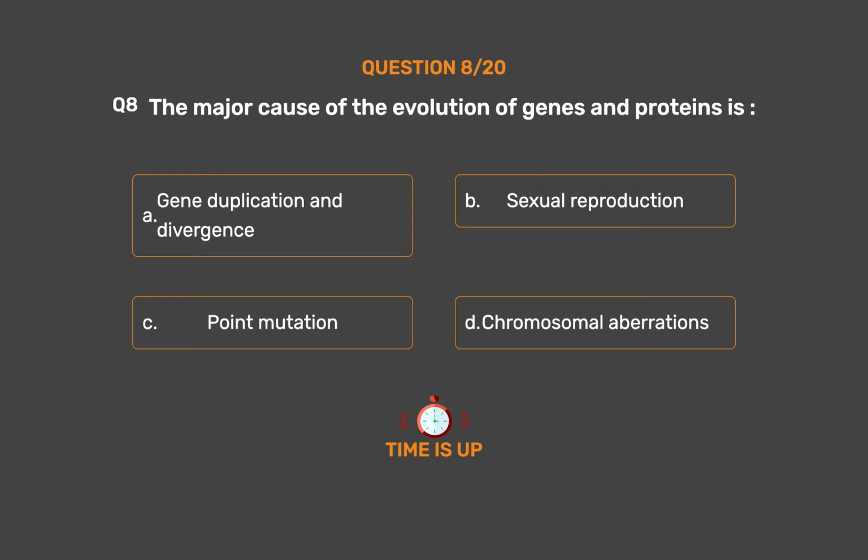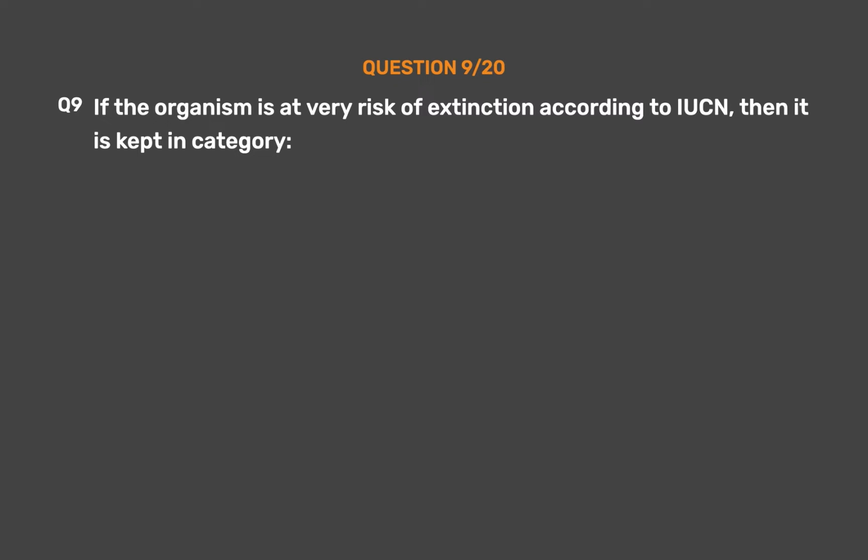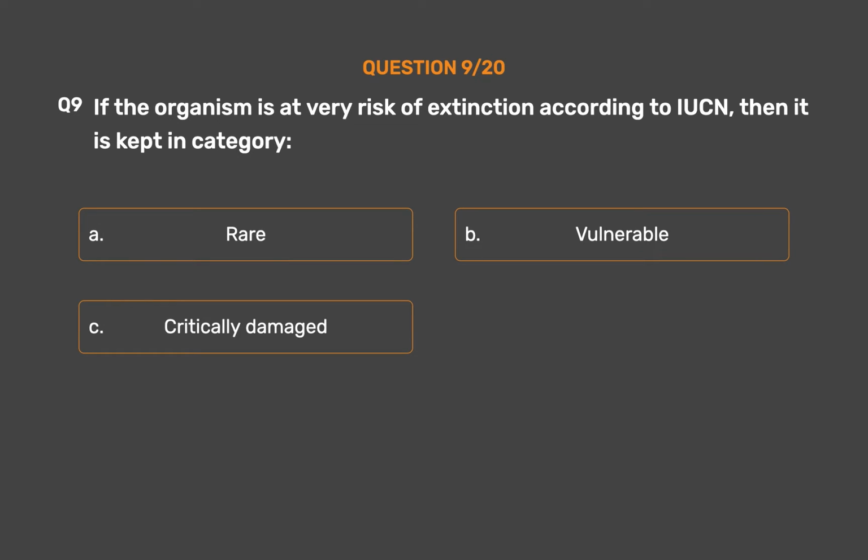The correct answer is Option A. Gene duplication and divergence. Question number 9. If the organism is at very high risk of extinction according to IUCN, then it is kept in category Option A. Rare. Option B. Vulnerable. Option C. Critically endangered. Option D. Endangered.